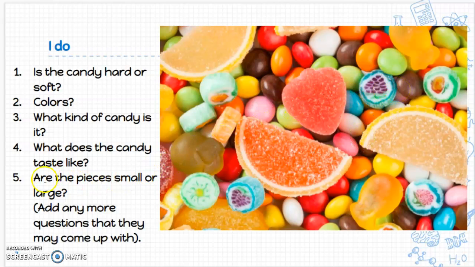All right, the next one would be, are the pieces small or large? So I could categorize them by large pieces and small pieces. So what I just showed you was how I would maybe classify and sort or separate the different pieces of candy based on these properties.